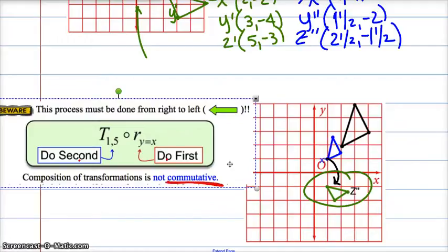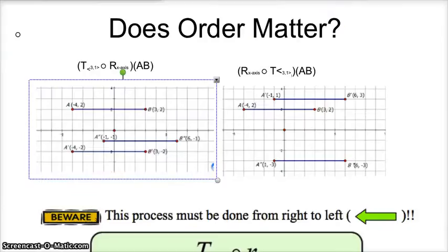If you remember the word commutative from, I don't know, maybe pre-algebra, commutative is what allowed you to switch the order of addition and switch the order of multiplication. And thus far, you haven't seen any reason as to why this might not be commutative, but let me show you a couple. So here are two that I found. So again, I'm trying to answer the question, does order really matter?